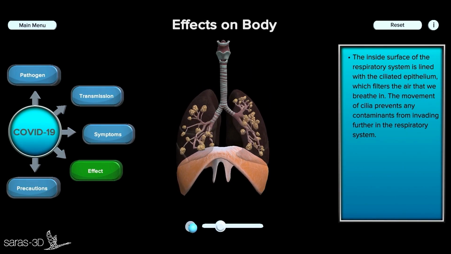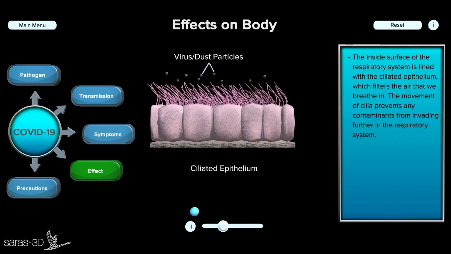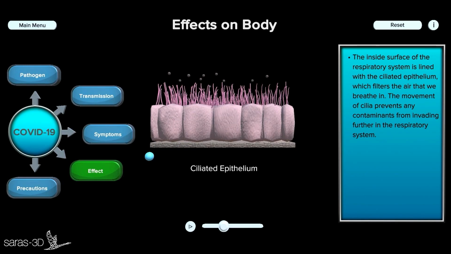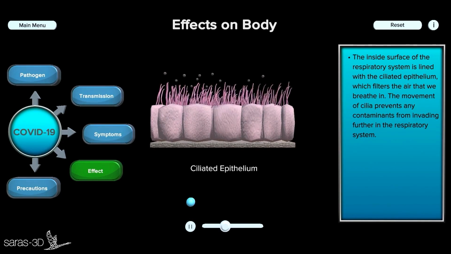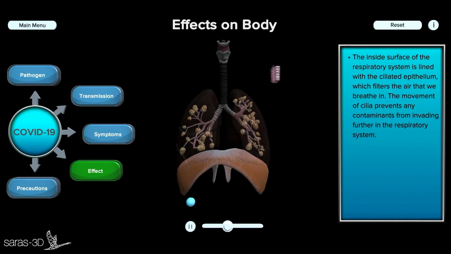If you look into the inside surface of the respiratory system, let's say we are taking a section of the windpipe and looking at a cellular level, you can see that the respiratory tract is lined by certain cells known as the ciliated epithelium. So on top of these cells, you can see such hair-like structures which are in constant movement. And what does this aid in? It filters the air that we are breathing in. So it is the movement of the cilia that prevents any contaminants from invading further into the respiratory system.